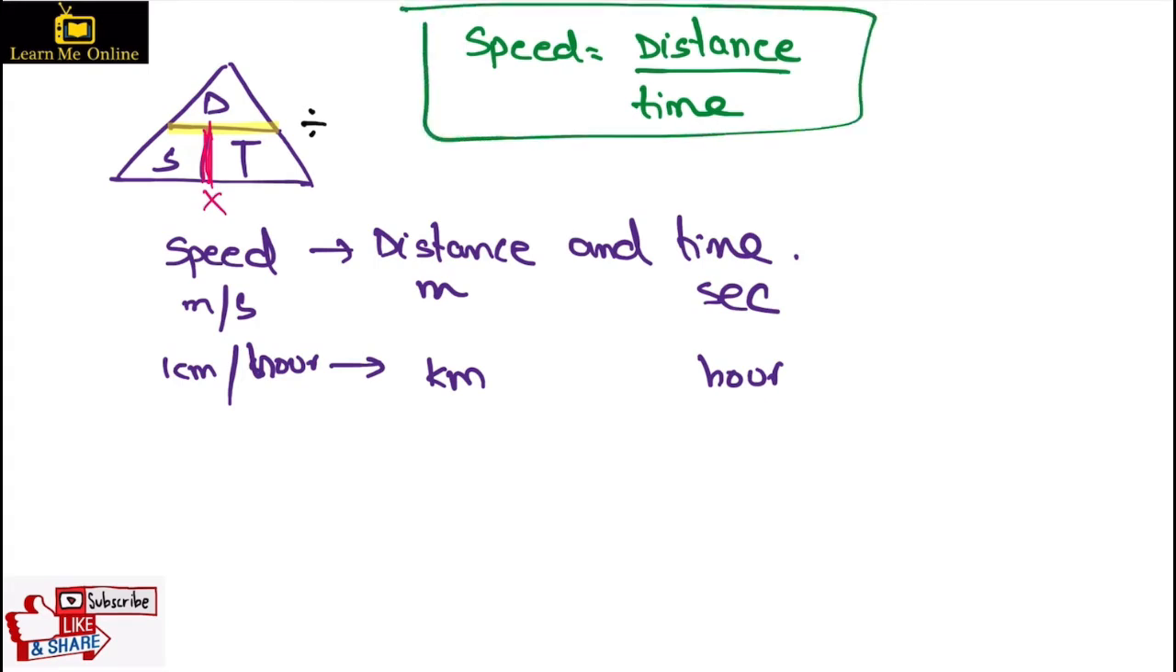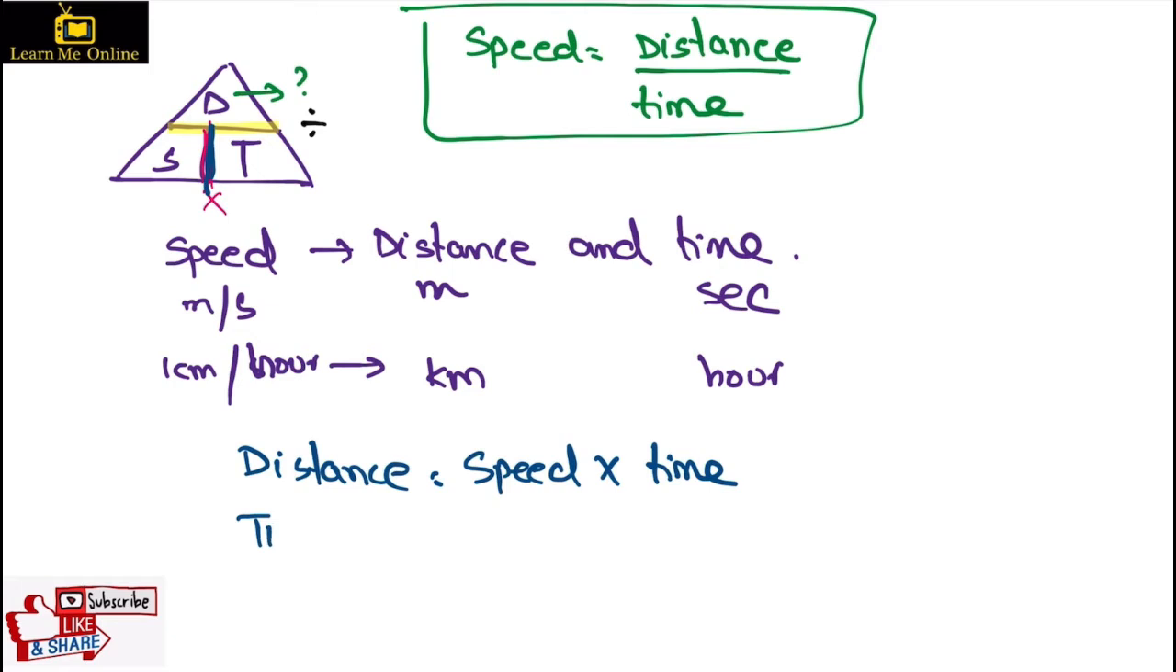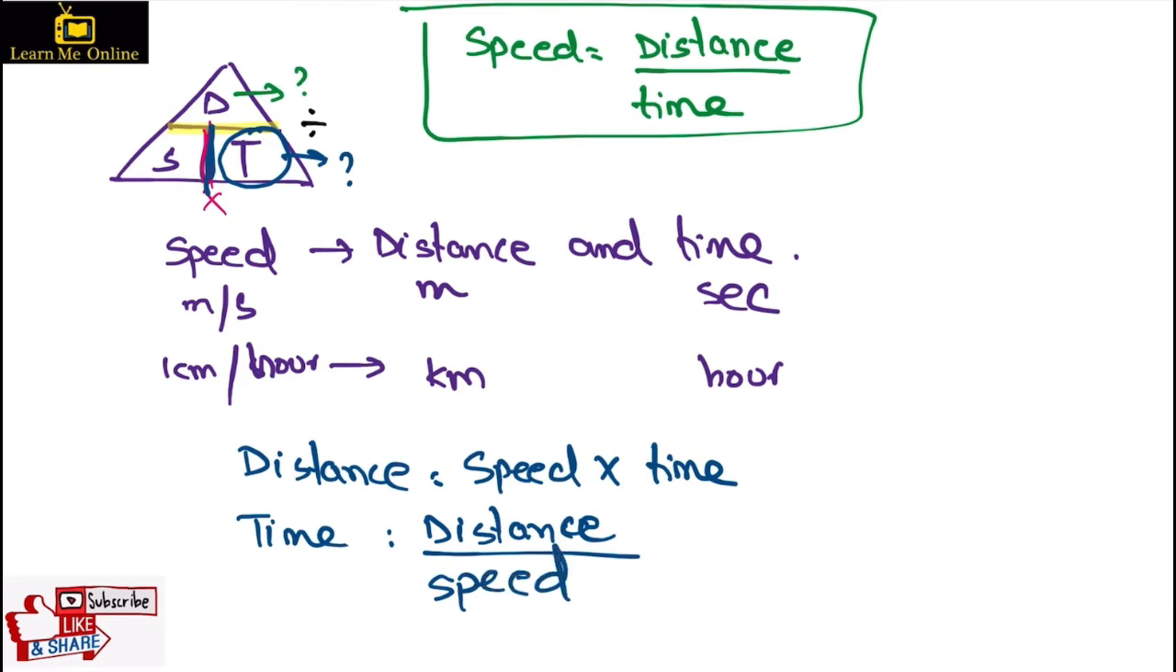Now, sometimes we need to find the distance. If we are finding the distance, we can rewrite this formula. As I said, this line means multiply, so distance is speed times time. Or maybe sometimes we have to find the time. If we are finding the time, we do the distance divided by the speed. For each of them it's the same triangle, but how you read it is really important, and you need to read it correctly.